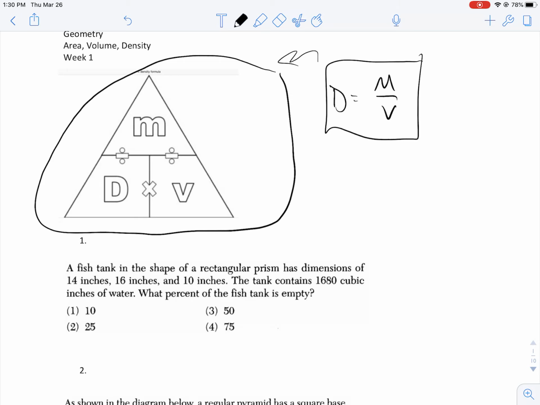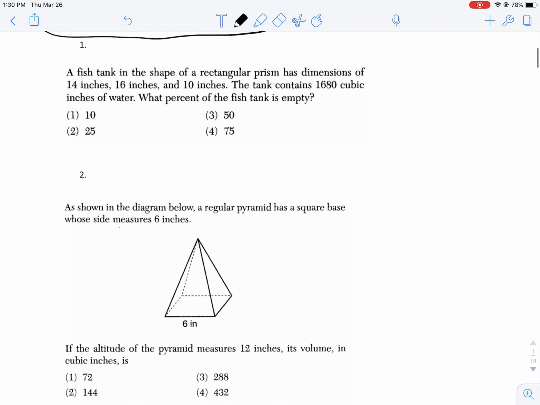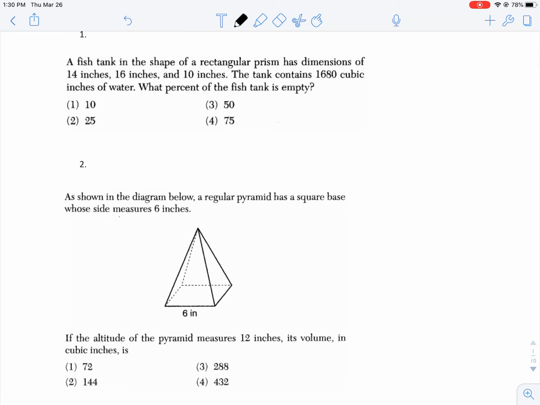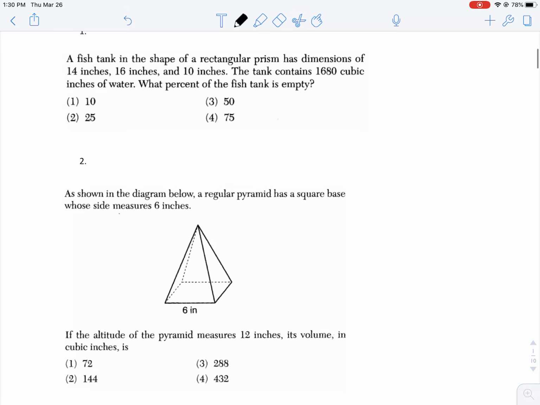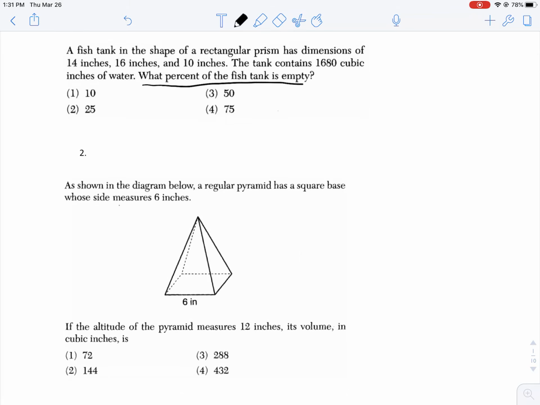Anyway, so here's number 1. So a fish tank in the shape of a rectangular prism has dimensions of 14 inches, 16 inches, and 10 inches. The tank contains 1,680 cubic inches of water. What percent of the fish tank is empty? All right, that's a key part which we'll play in at the end here. Okay, but the first thing we need to find is, all right, what is the volume of this rectangular prism? All right, so let me draw a nice picture here for you.